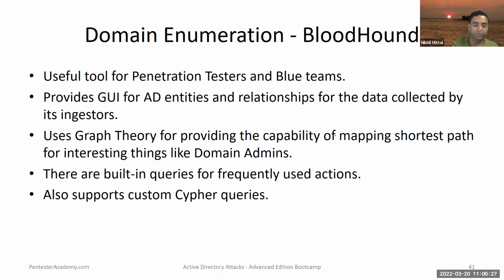All right. Those of you who have never heard about Bloodhound or never used it, it is a tool that provides a very nice relationship using graphs between different AD entities, and that helps in mapping attack paths. For example, you can map a path from your current user to domain admin, and if there is one, this tool will show you that. There are built-in queries for frequently used actions, and it also supports custom Cypher queries if you would like to do that.